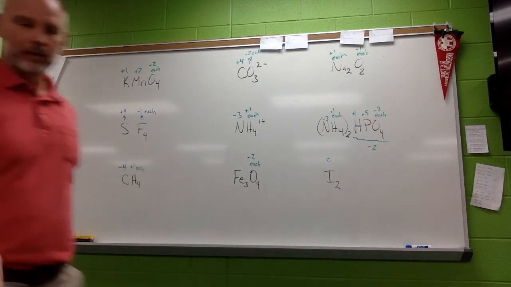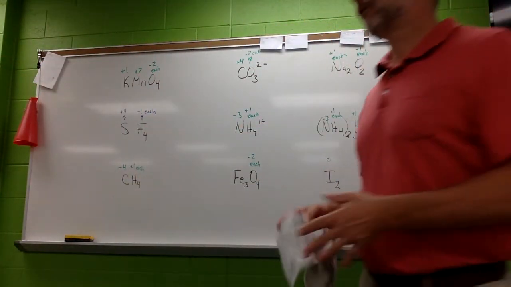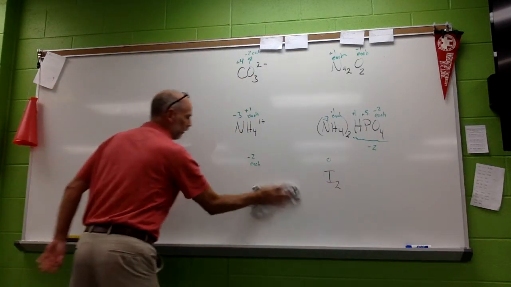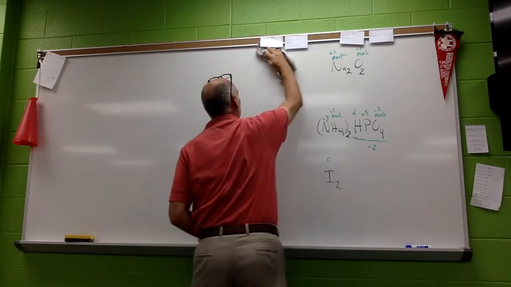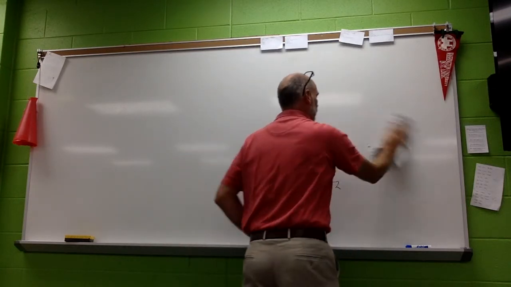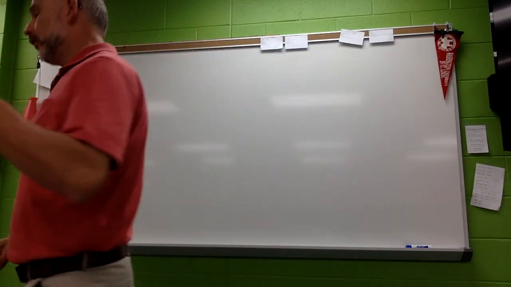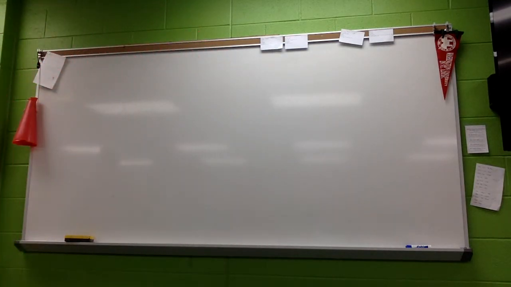Okay, so now that we seem fairly confident in the ability to determine oxidation states, the whole point of this is, 1, to use that type of information to help us determine whether a chemical process is an oxidation reduction reaction. 2, to use that information to help us balance the oxidation reduction reaction if it is.